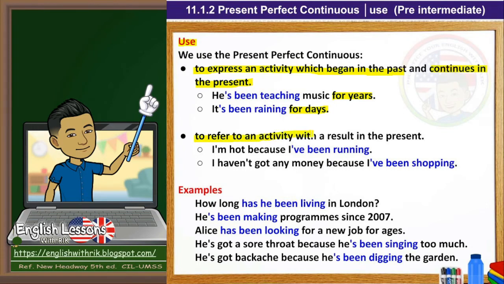To refer to an activity with a result in the present: I'm hot because I've been running. I haven't got any money because I've been shopping. Here are some more examples. How long has he been living in London? He's been making programs since 2007. Alice has been looking for a new job for ages. He's got a sore throat because he's been singing too much. He's got backache because he's been digging the garden.